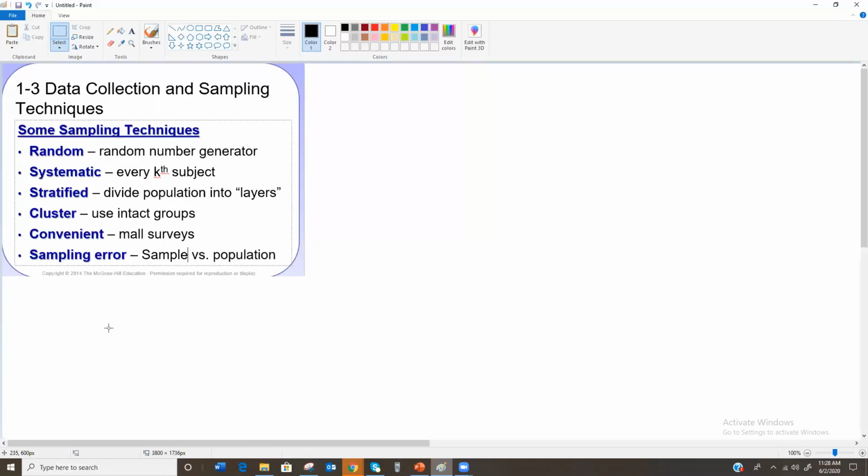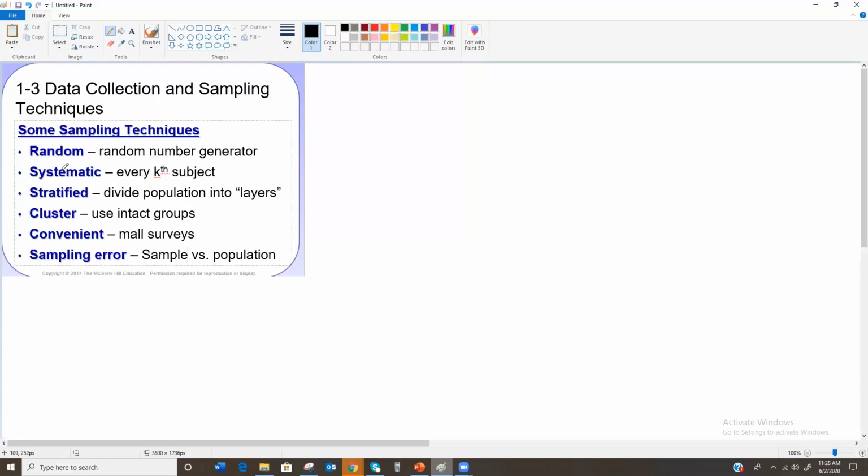Now, sometimes that's not possible. If you were saying the entire population of the United States and you want to randomly pick someone, that's very hard to do. So sometimes you have to resort to some of these other types of sampling.